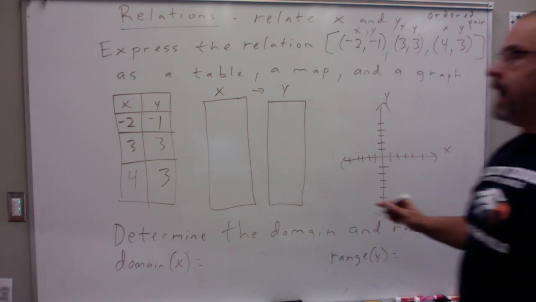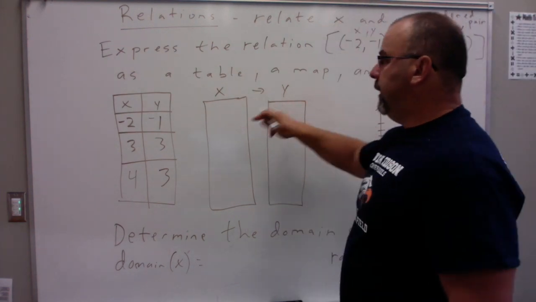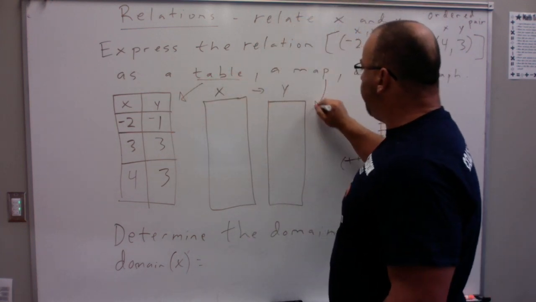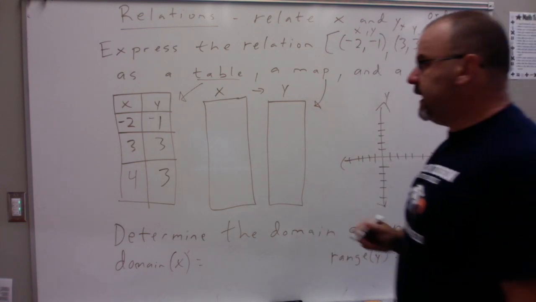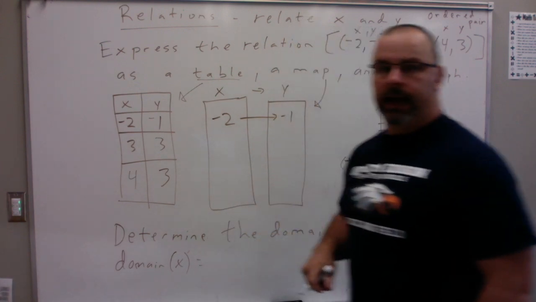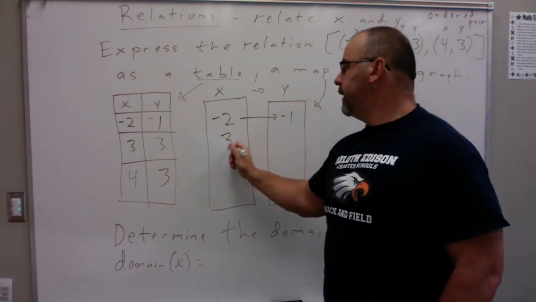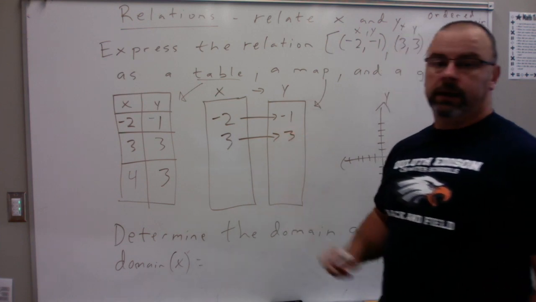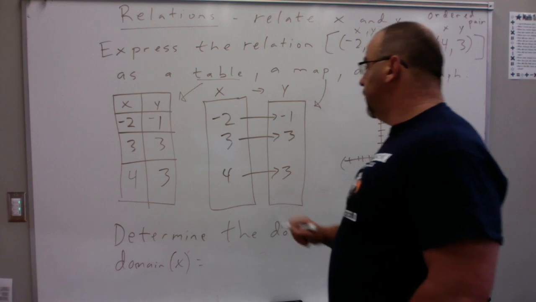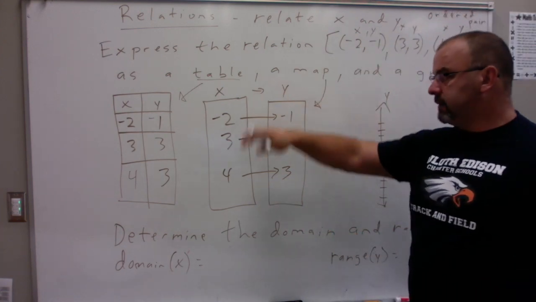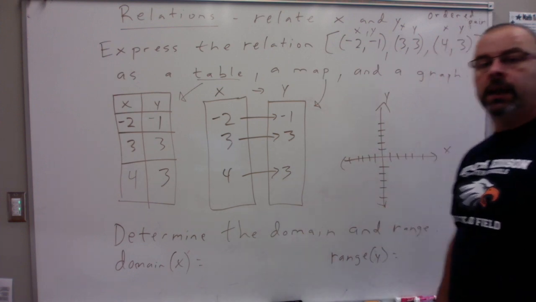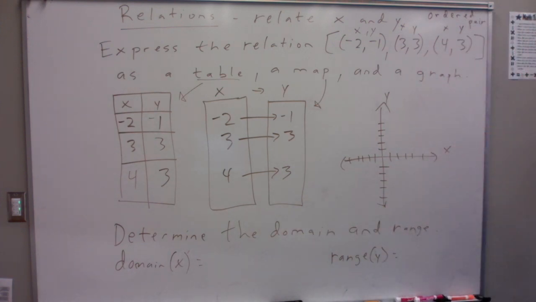So now, the x's here, we're going to do what's called a map. This is the table over here. This is our table. The map maps them to each other. So, for example, -2 maps to -1, okay? 3 maps to 3. And finally, 4 maps to 3. Now, sometimes numbers will be the same, like 3 maps to 3 and 4 maps to 3. And we'll look at that on the graph. What does that look like?